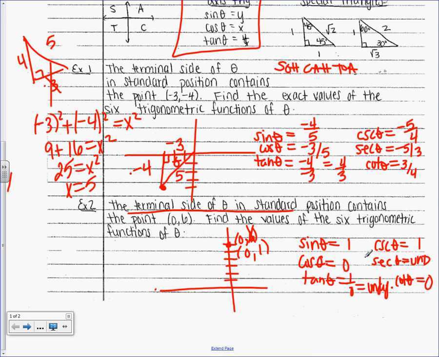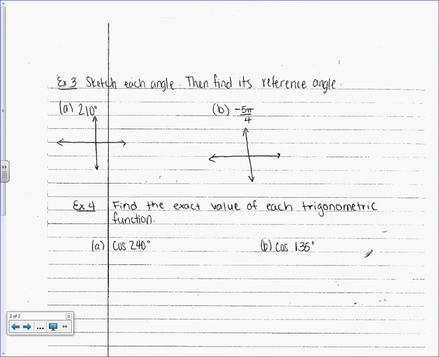Ready? Okay. Sketch each angle, then find its reference angle. So when we're sketching an angle, it's just like yesterday. What quadrant is 210 degrees in? 3, right? Here's 210. That should be easy. That's just from the other day. Okay? Now we have to find the reference angle.